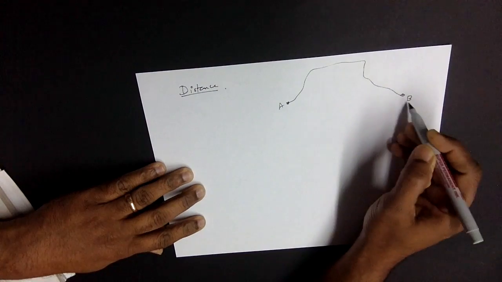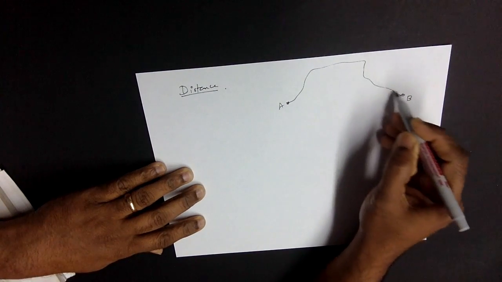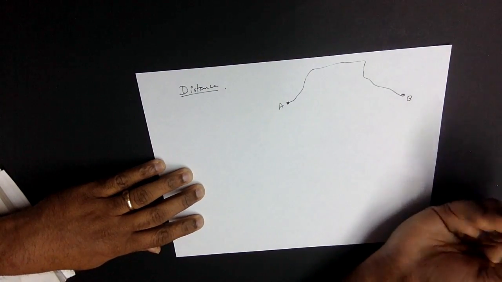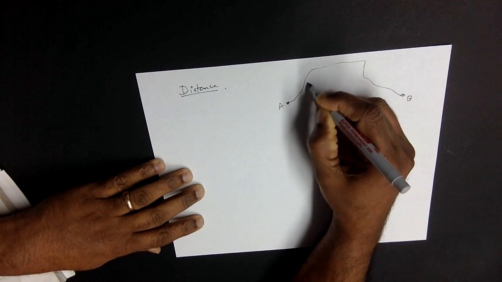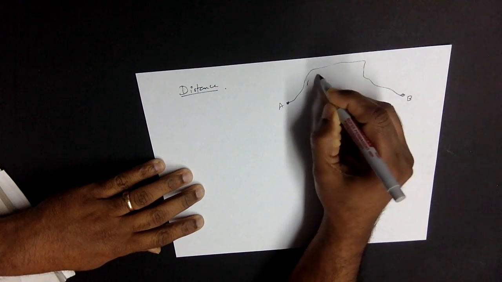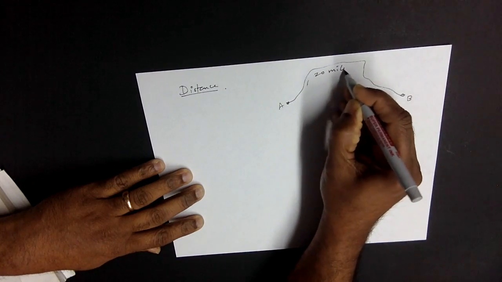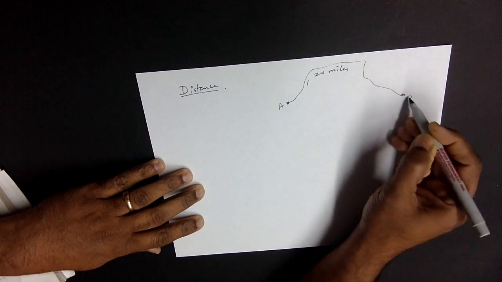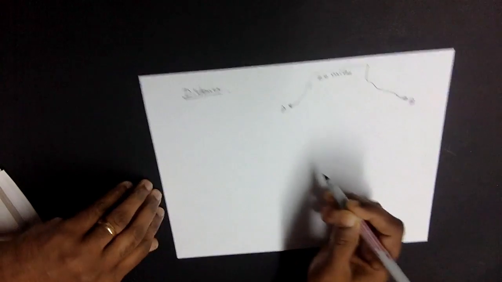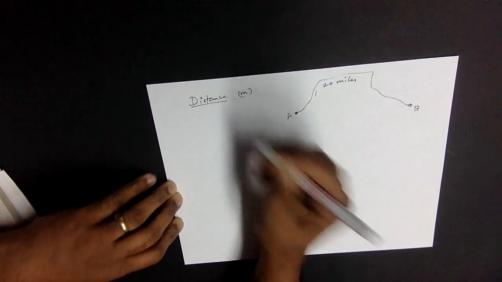So between A and B, the total length of the path is going to be the distance. For example, if I go all the way like this, and if I have to travel 20 miles like this from city A to city B, that's called distance, and it's measured in meters.